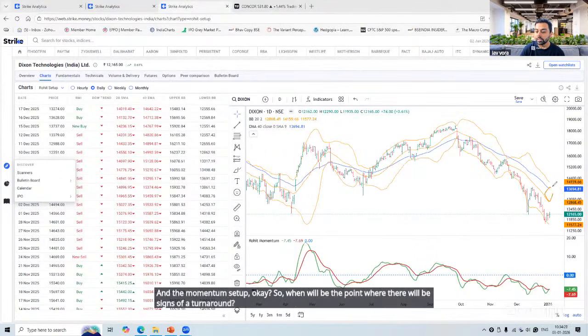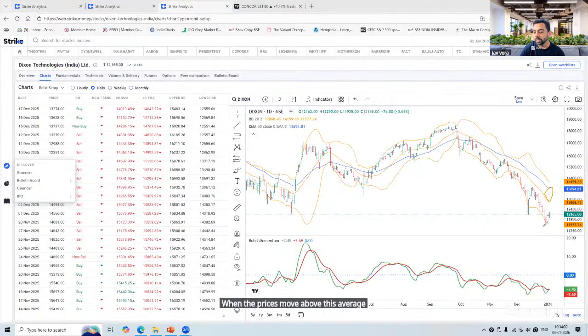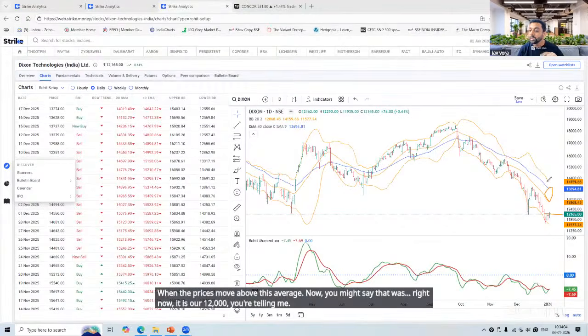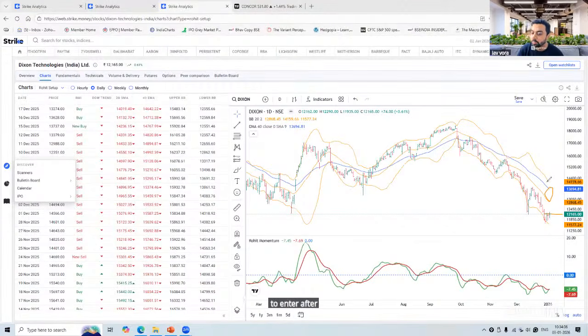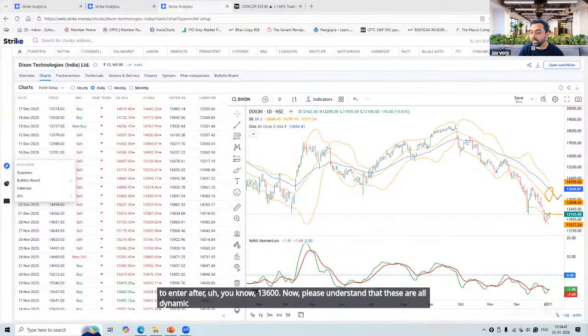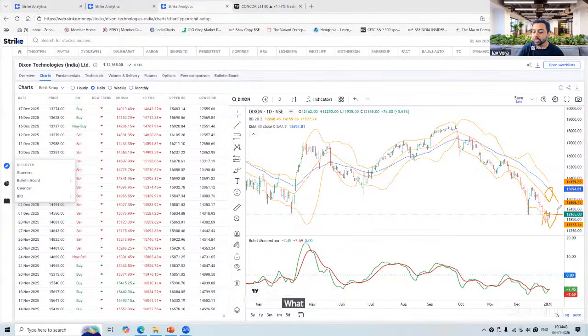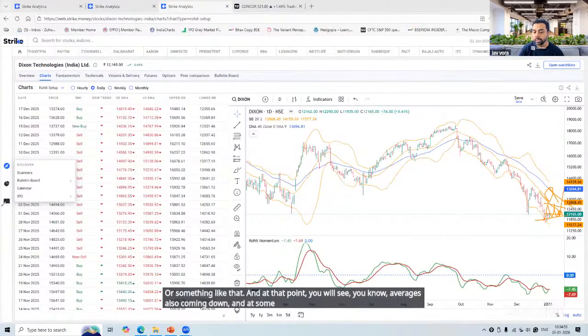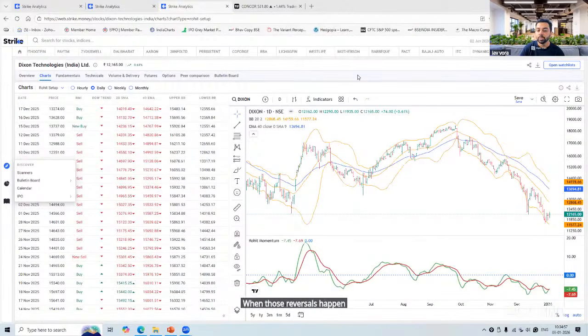When the prices move above this average. Now you might say, boss, right now it is at 12,000, and you're telling me to enter after 13,600. Now please understand that these are all dynamic levels. It will keep coming down. What will happen is that the stock may end up forming a base or something like that, and at that point you will see the average is also coming down, and at some point you will end up getting those reversals. When those reversals happen, it is usually very rewarding.